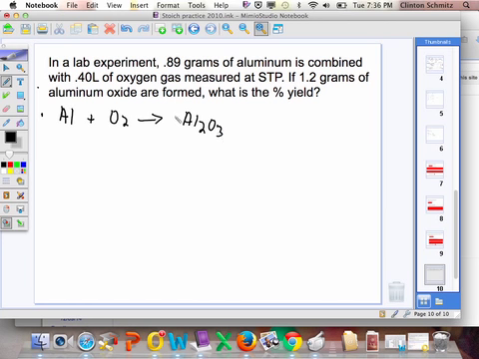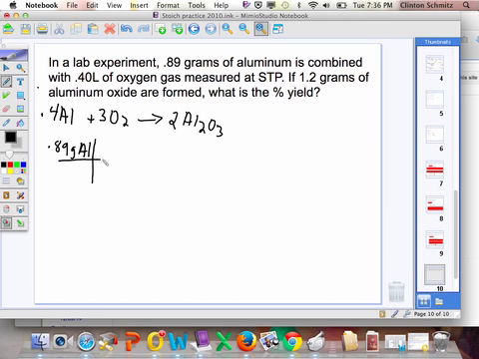Okay, you'll need to balance the equation. So we'll put a 2 here, a 3 over here, and then that will give you 4 aluminums, 4 moles of aluminum. Okay, then the next thing that you would do is you'll have to set up two problems. One of them will be for 0.89 grams of aluminum, and we're going to solve that for how many grams of aluminum oxide it makes, because we're asking for the percent yield of aluminum oxide.